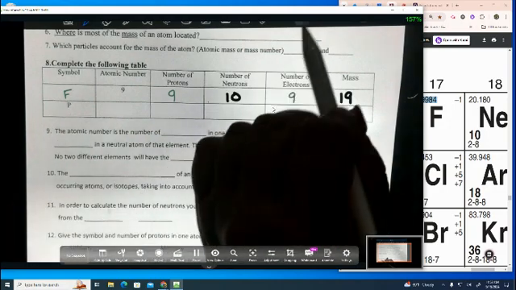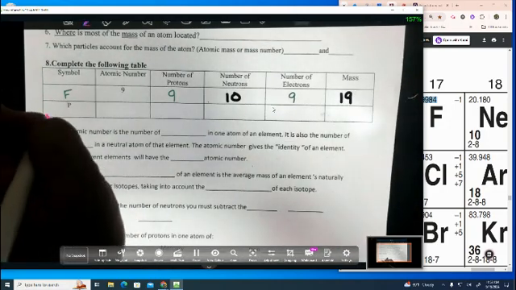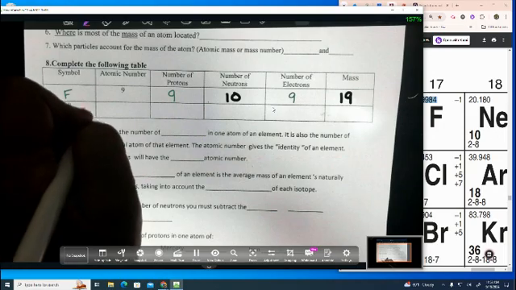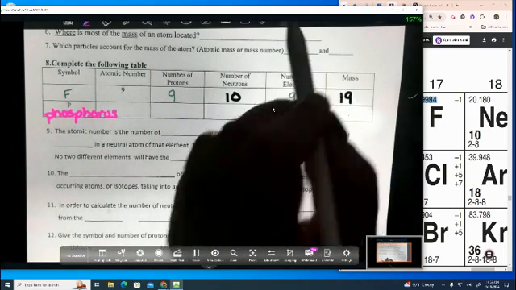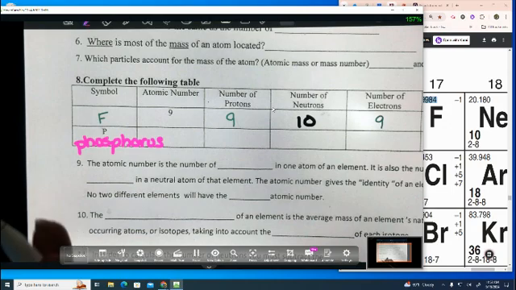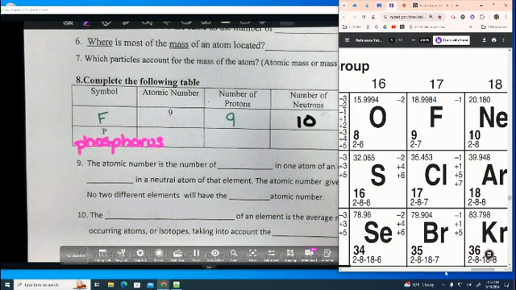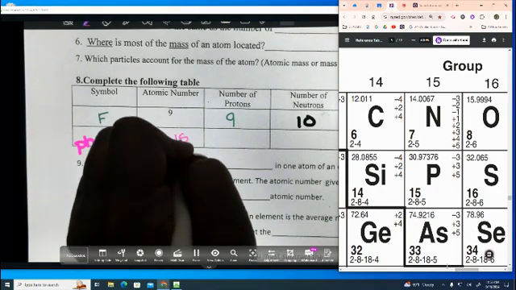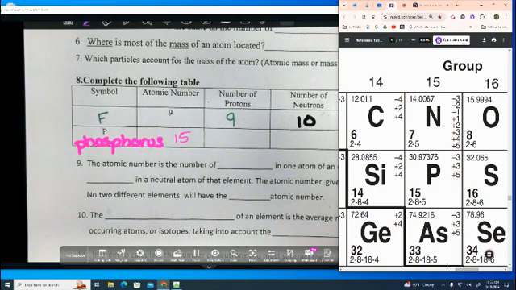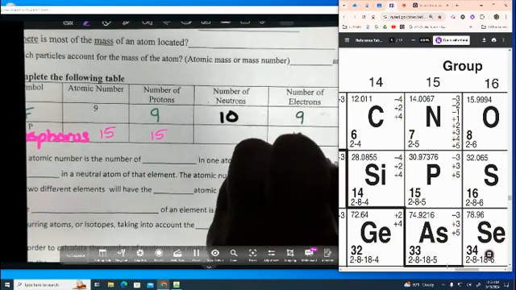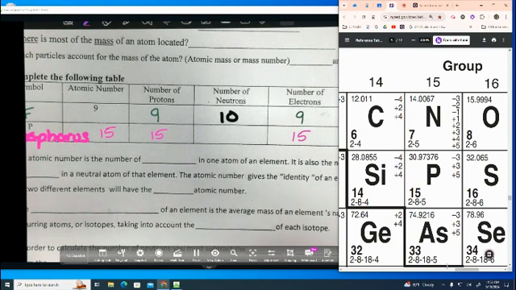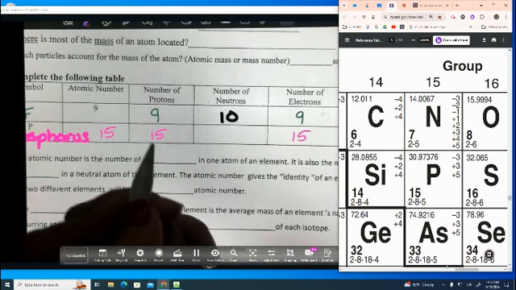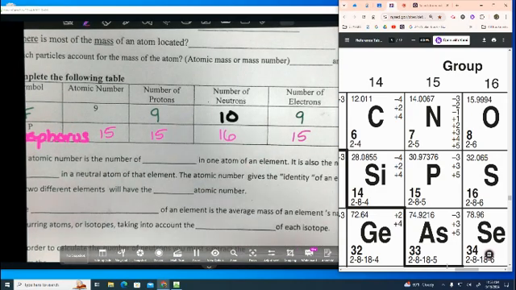Okay. What element is this P? Phosphorus. What's the atomic number of phosphorus? 15. How many protons does it have? 15. How many electrons is it going to have? 15, because we're still dealing with an atom. What's its mass? 31, which means this is going to be 16.